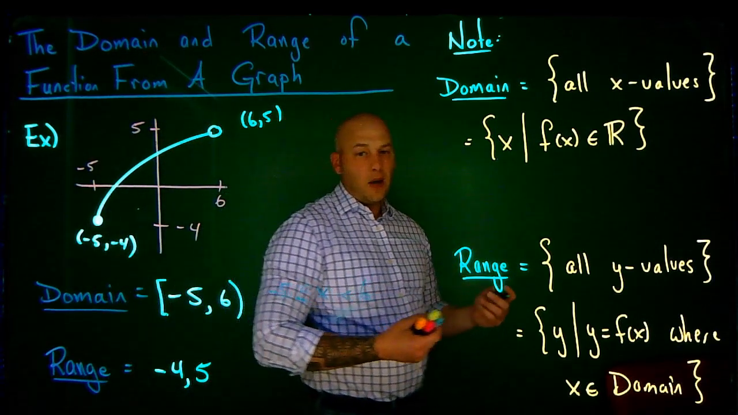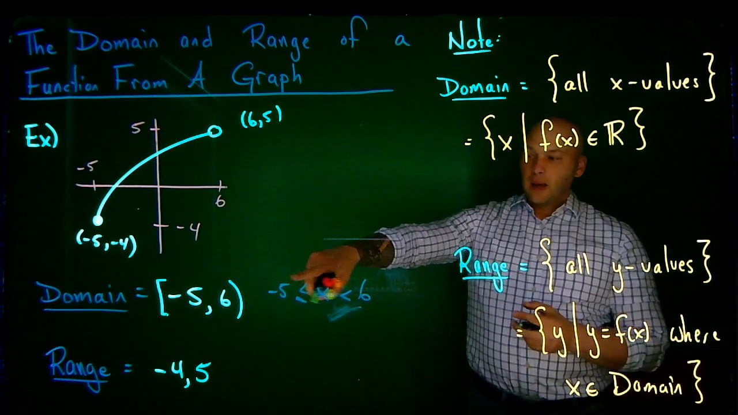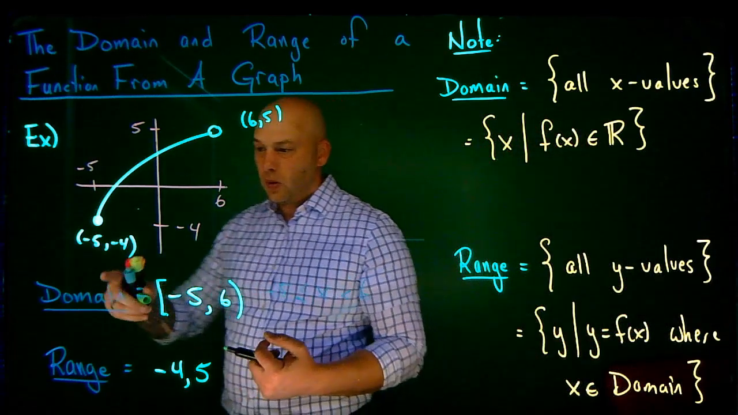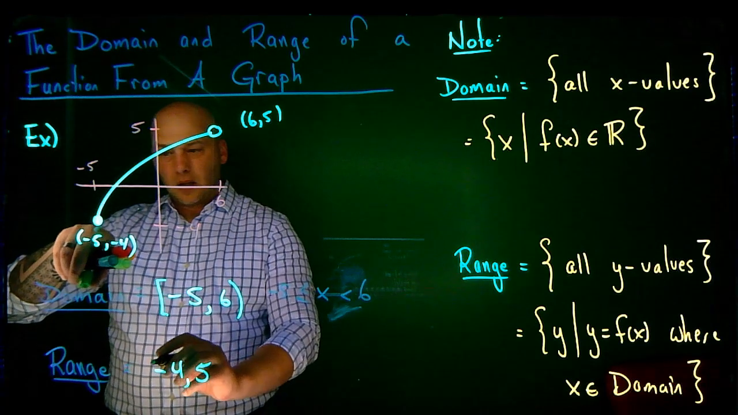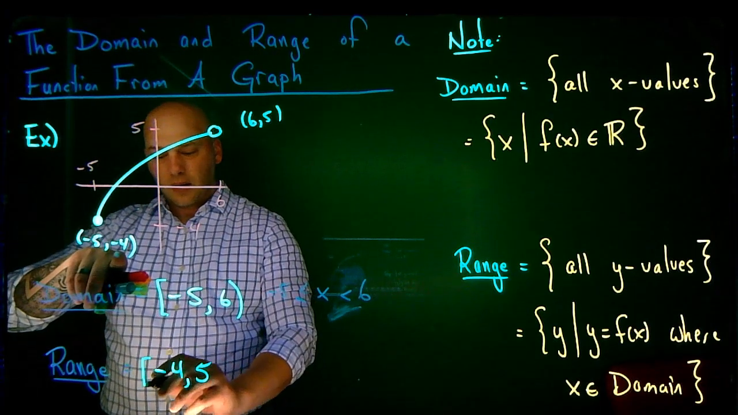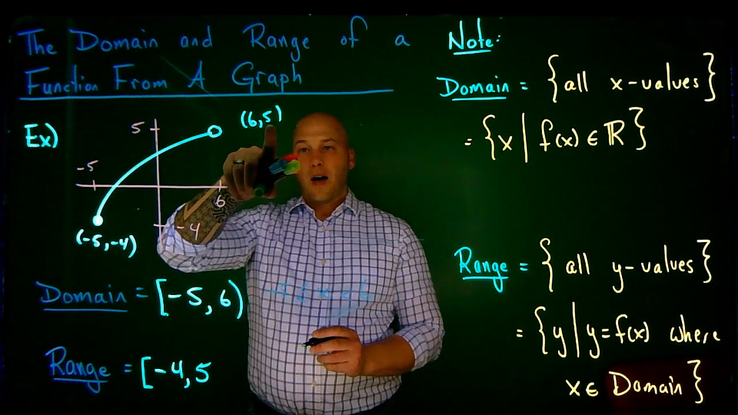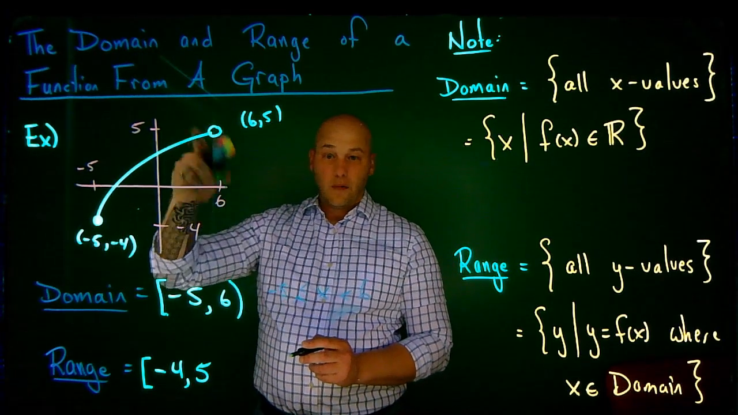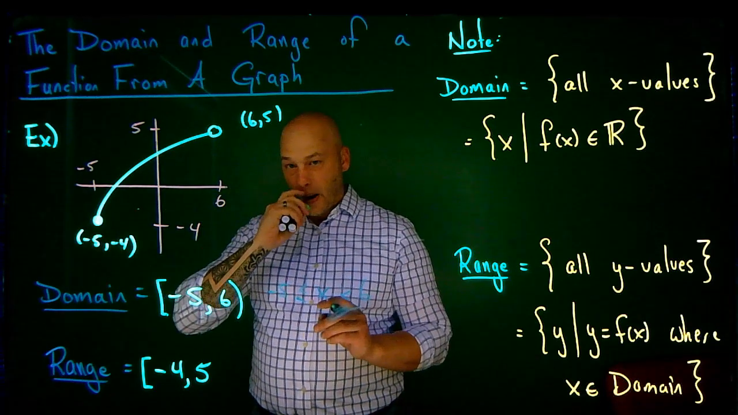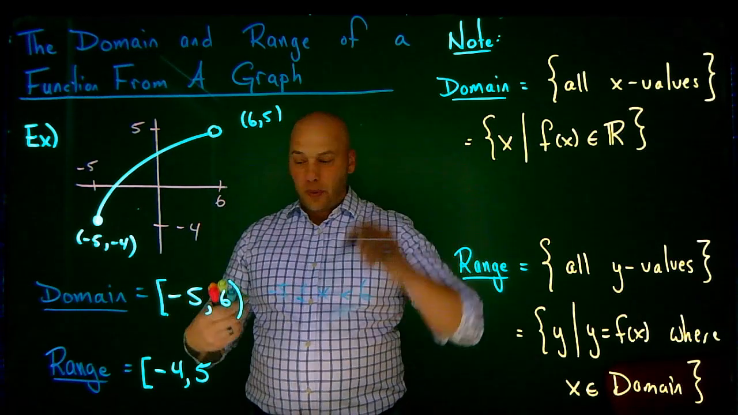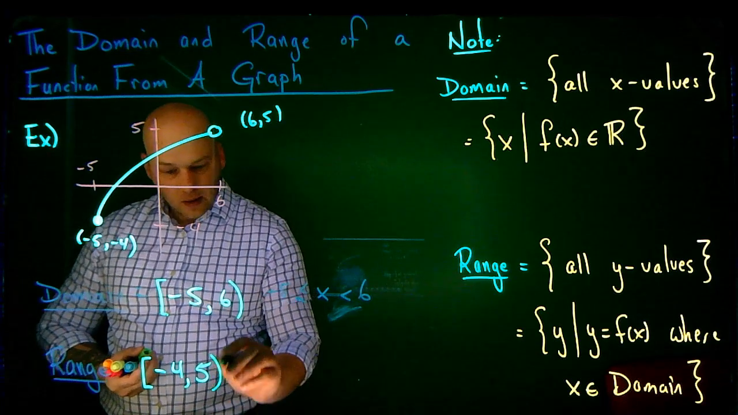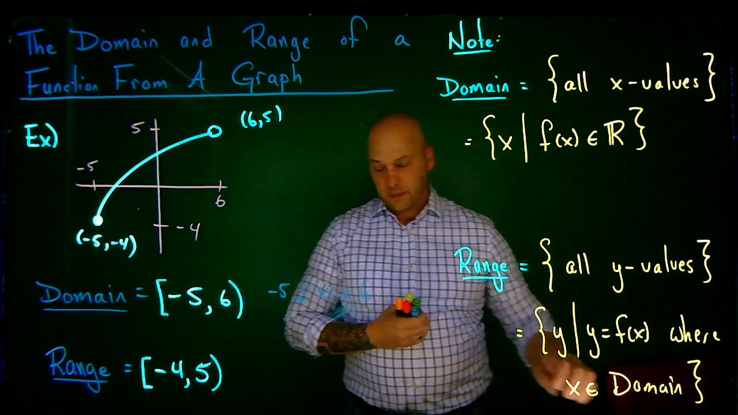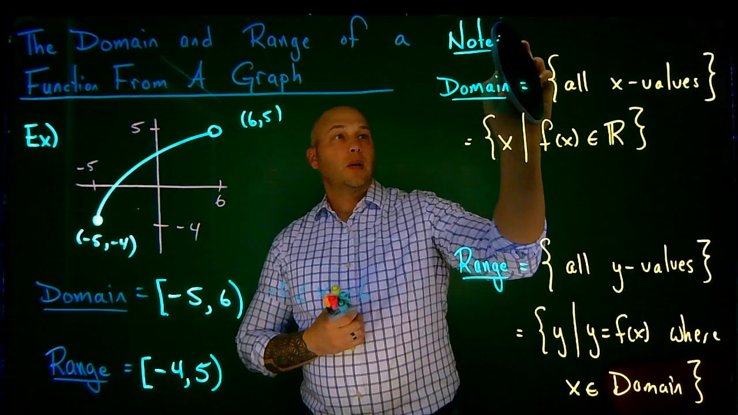Just like we did with the domain, we also have to include information in my interval notation regarding if I'm including that point or not. Same story. If this is closed in, that means included. -4 is the y value there, so that is included. 6, 5, well, 5 is the y value. This point is not included, so the 6, 5 actually is not part of the graph, but 5 would be sort of like the very top, and so therefore that would be not included. Okay, so therefore my range would be from -4 to 5. Okay. Let's take a look at another example.